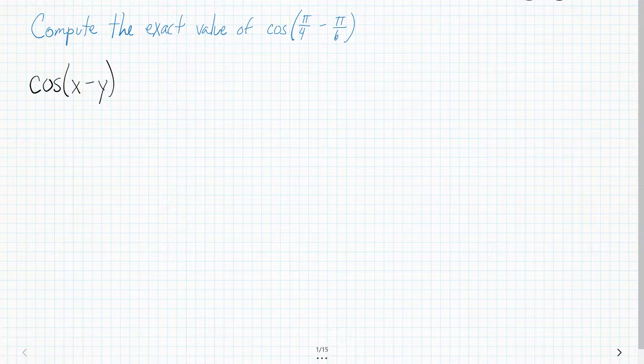Now, with that in mind, the formula is that this equals cosine x cosine y, then plus sine x sine y.